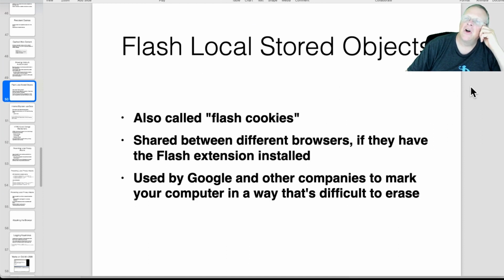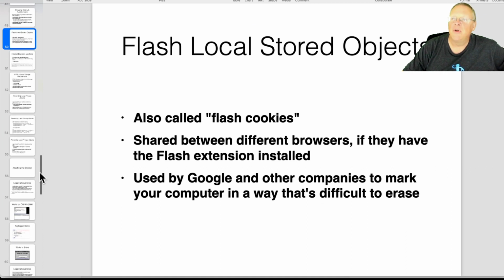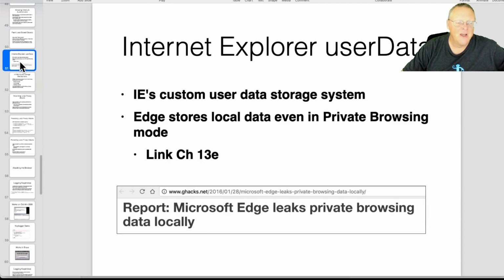Flash, pretty much gone now, used to have its own cookies called local stored objects, and Google used them to mark you so that even if you cleaned all your cookies off, they would still know who you are. And I'm sure they have another dozen ways to do that too. That's why trying to hide who you are from Google is pretty much a lost cause.